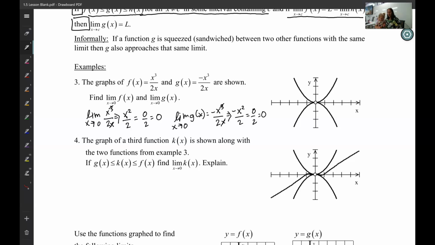So, my limits are both going to be 0, the limits of f of x and g of x.